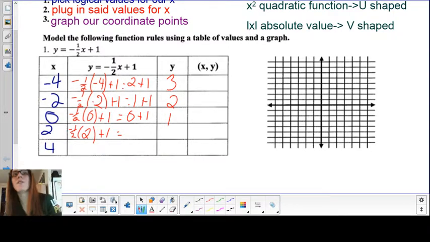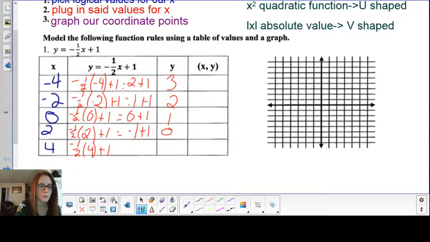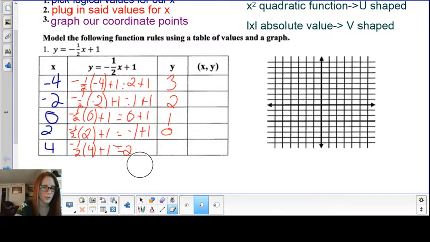Excuse me. 2 divided by -2 is going to give me, here's that -1 I was talking about, which is going to be 0. And then again, 4 divided by -2. Why do you keep wanting to type? You missed my negative sign.